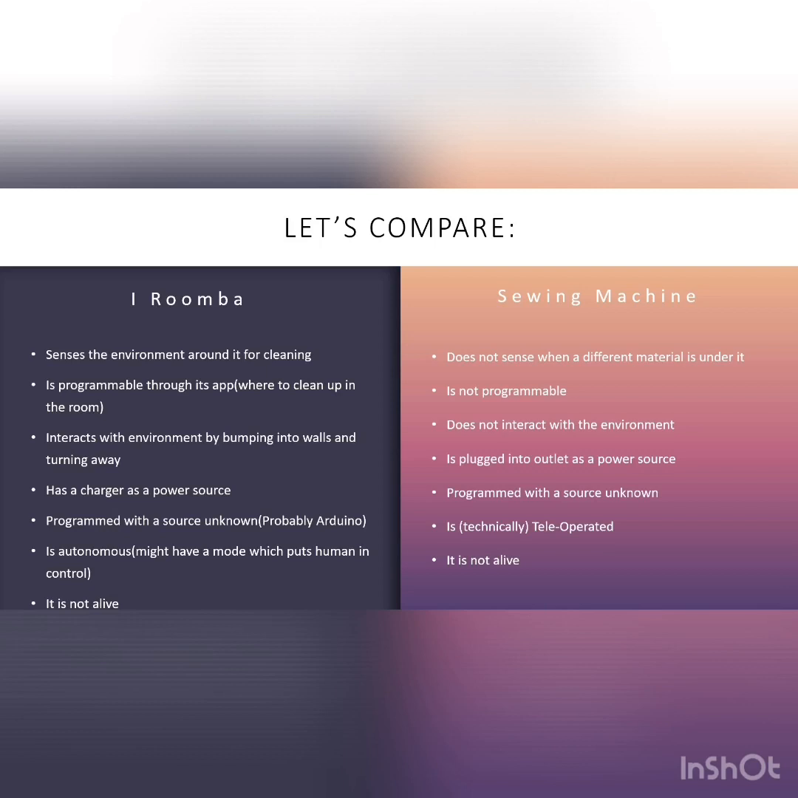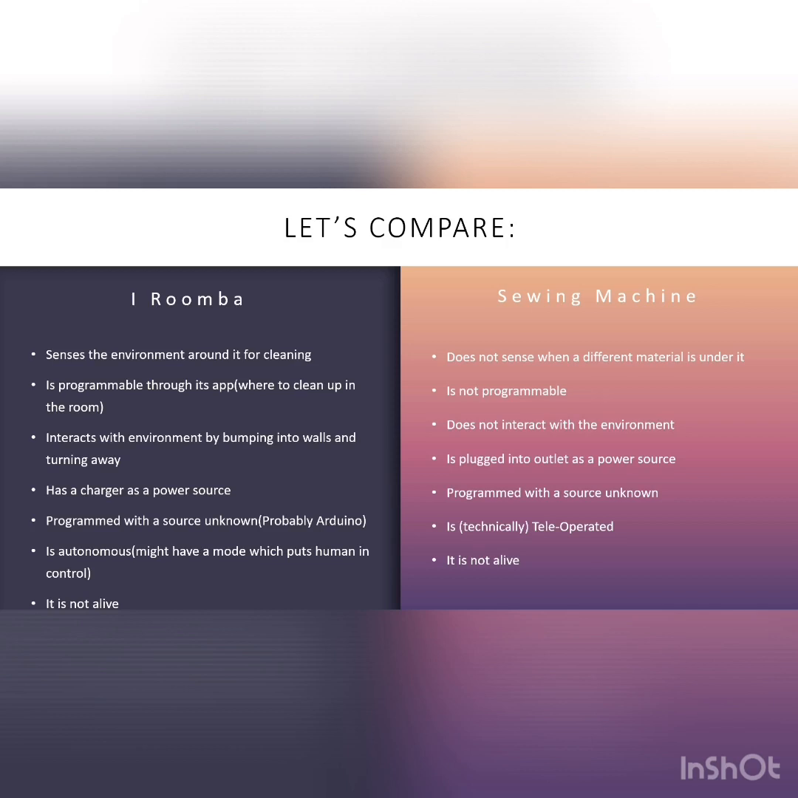The Roomba interacts with the environment by bumping into walls and turning away, while the sewing machine does not interact with the environment. This ties back to the first one. So if you miss the first one and somehow get the third one, it really does not match up. So you have to be able to understand the environment, like operate with the environment, and also operate in the environment, like change something. So the sewing machine does not interact with the environment.